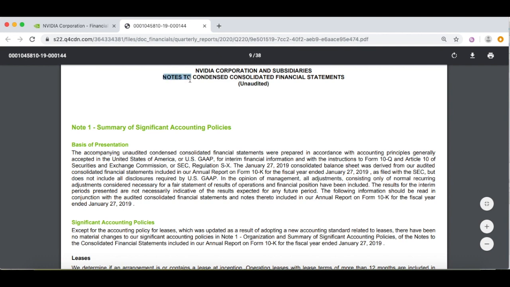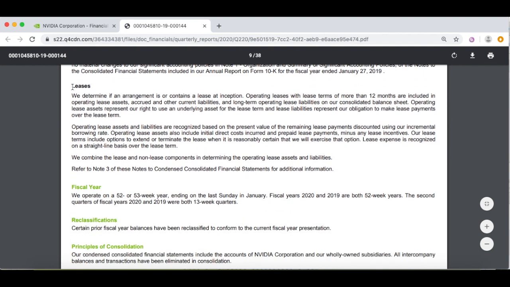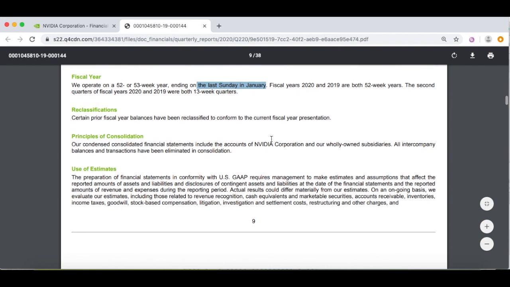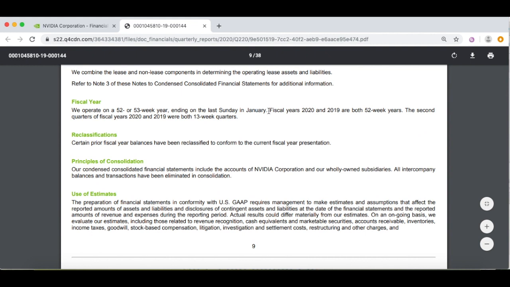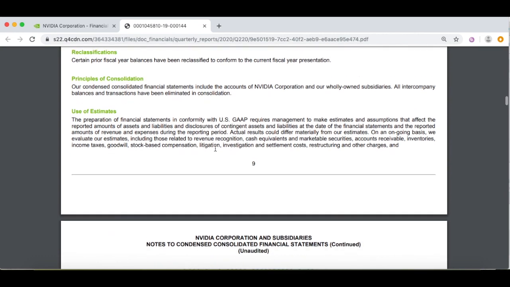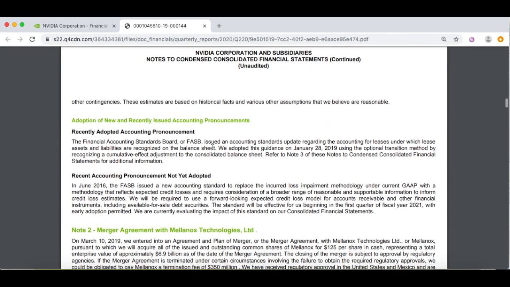This is notes. So you want to read through these if you want more color. So their lease, what did they do with their leases? Here's their fiscal year. We see they operate a 52 or 53 week year. It starts the last Sunday in January. That's why we had a January 27th number up there. So the last Sunday in January is basically the end of their fiscal year. When you're comparing two companies together, this is something you could keep in mind. Maybe one company's Q3 is in January, another company's Q3 is in November. So it's just something you want to keep in mind. Make sure you're always comparing apples to apples.